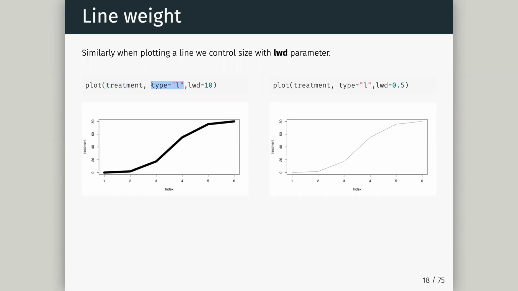I will give it our type. So I'm going to say line. And now I'm going to say line width. It's like the character expansion parameter. This is going to expand my line 10 times. So now I have a nice thick line.